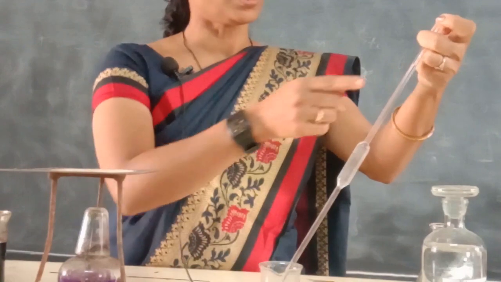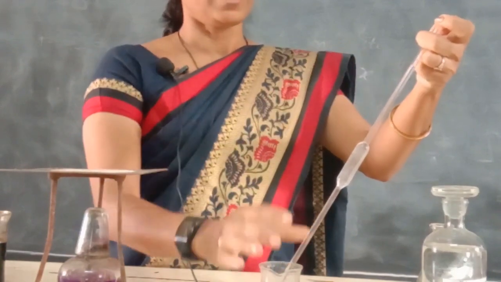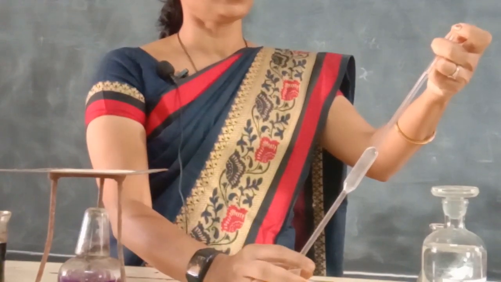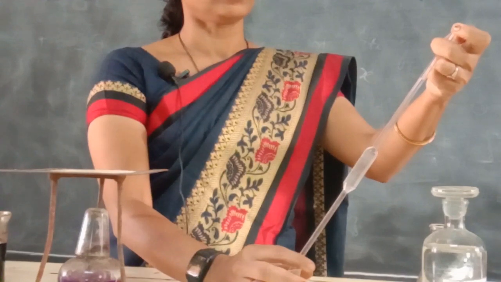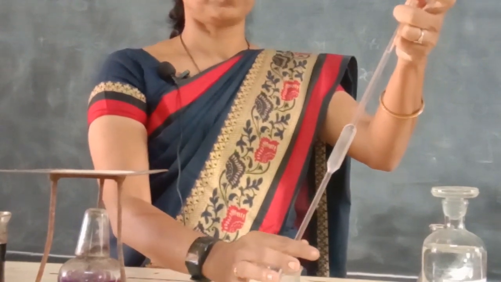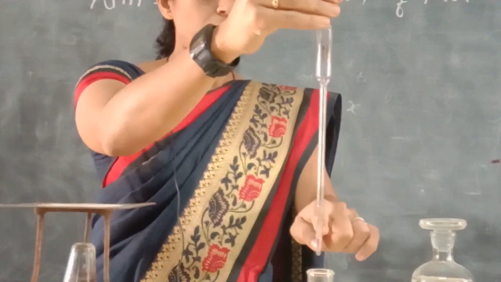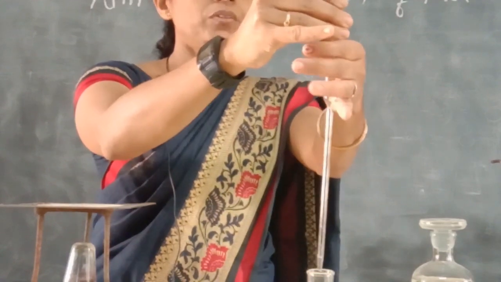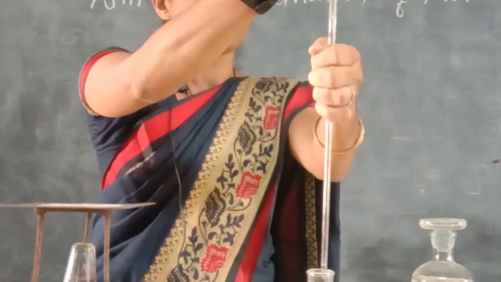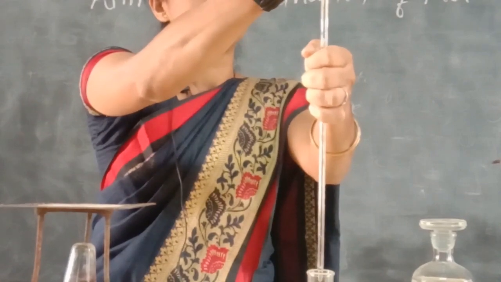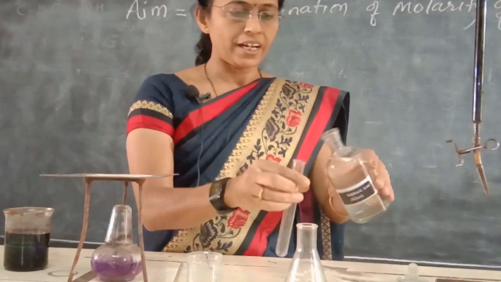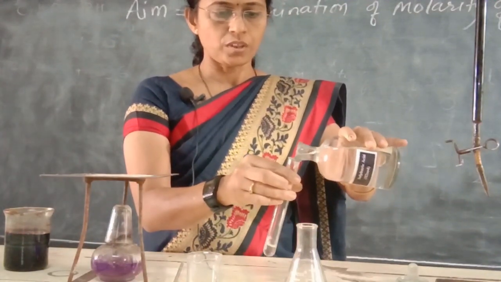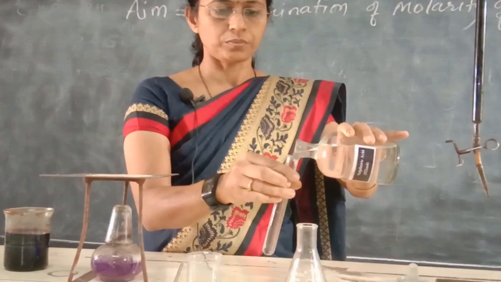Suck the solution above the 10 ml mark and slowly release your thumb so that the level gets adjusted to the mark, and press your thumb. To remove the last drop, wind your fingers around the bulb and press from the top. To this same conical flask, we add 1 test tube of dilute H2SO4.